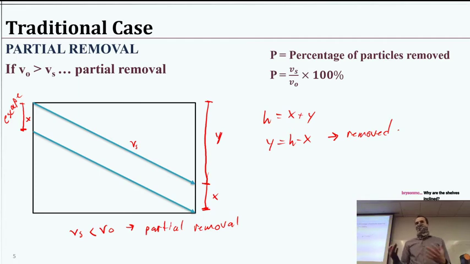So just based on those assumptions, we can say whatever portion that is, that's going to be our fraction. As an example, if this was exactly the 50% mark, and from the 50% mark we had removal, then 50% of the particles are going to be removed. We're assuming they're equally distributed throughout the whole system. So the way we're going to define this is simply that P is the percentage of particles removed, and P is equal to this observed Vs divided by V naught times 100%.